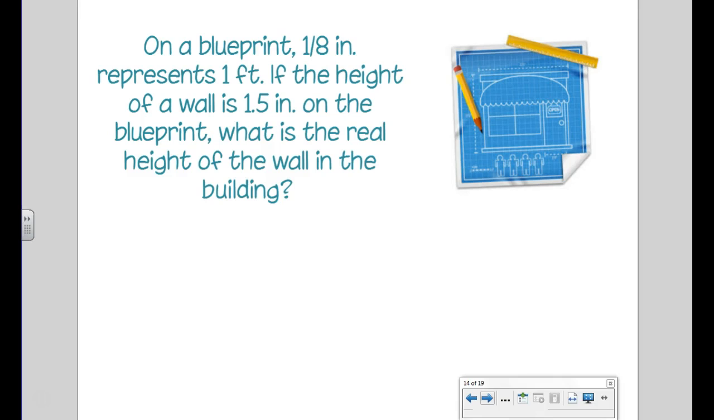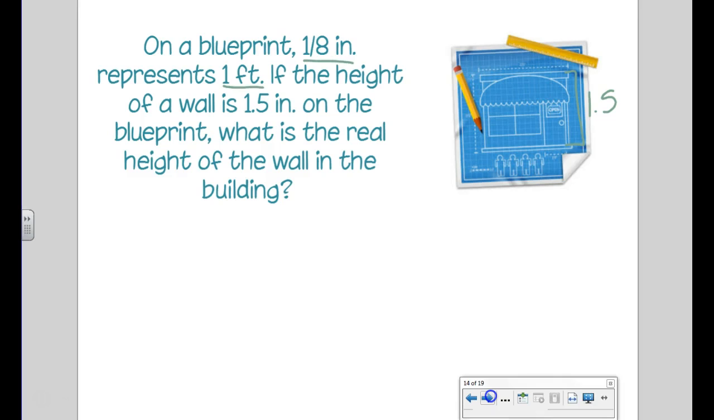So like on the blueprint, you measure the height of this wall and you get 1.5 inches. I want to know in the real building, how tall is that wall going to be? Is it going to be tall enough for a tall person to walk through? Will it be too tall, too short? Let's use what to find out? Scale factor or proportions, either one. Okay? I'm going to teach you how to do it using proportions, but we'll also find the scale factor too.